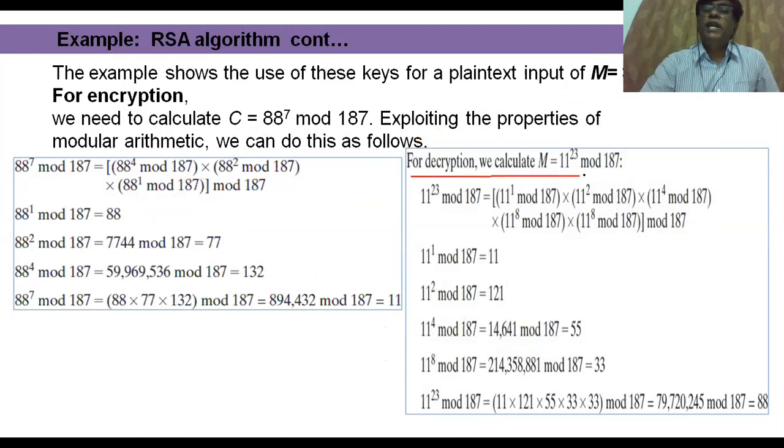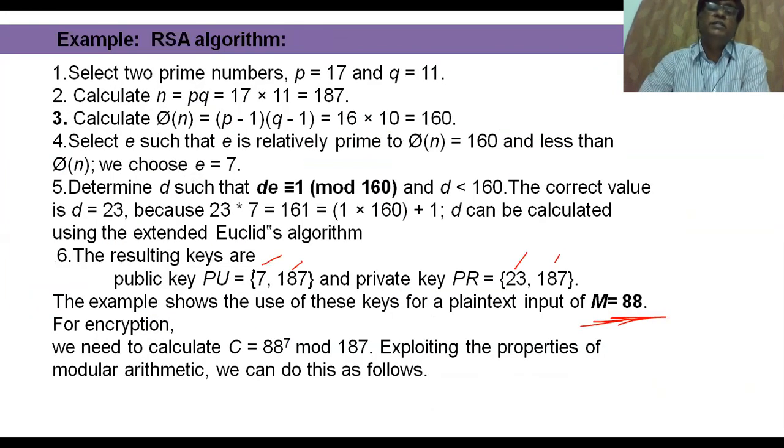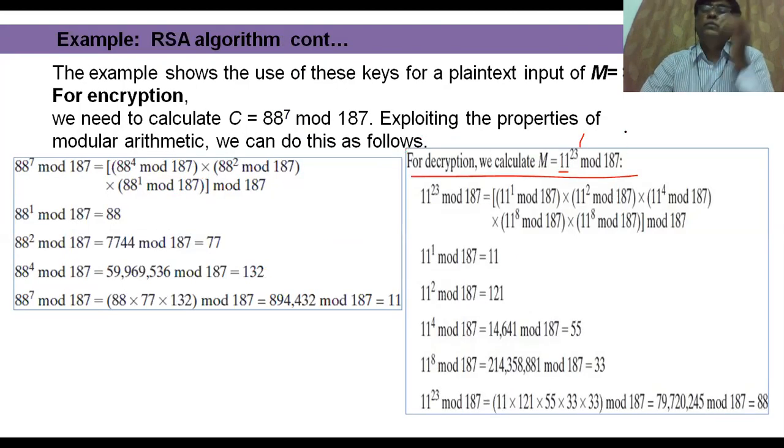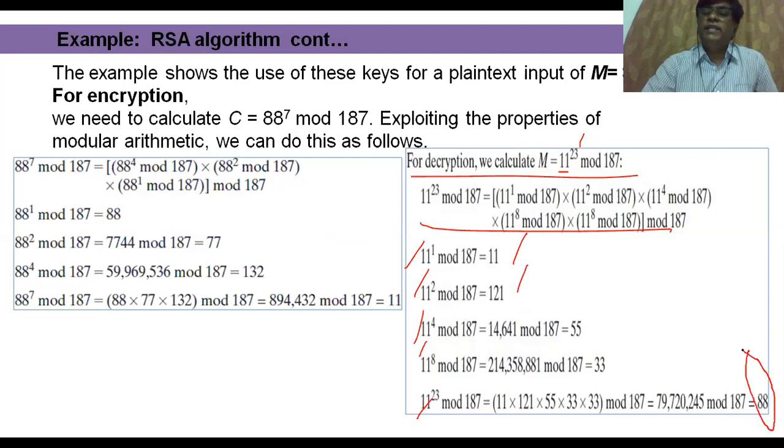For decryption, we calculate using this formula. M, the plain text, is equal to the encrypted data power the decrypt key. What is the decrypt key? In the previous case, the D value is 23. So plain text equals 11 power 23 mod 187. If you perform this step by step, first calculate 11 power 1, 11 square mod 187, 11 to the power 4, and so on. After multiplying all these, finally you get 88 here.